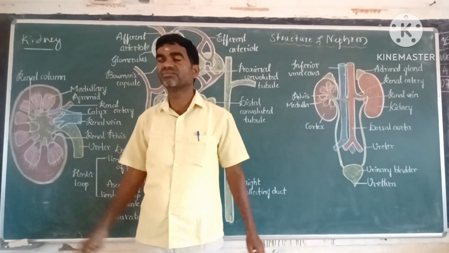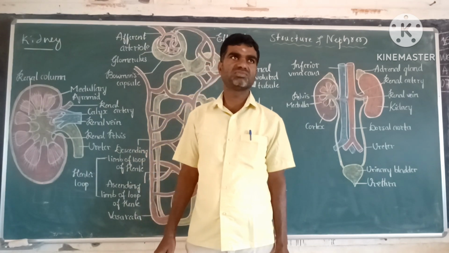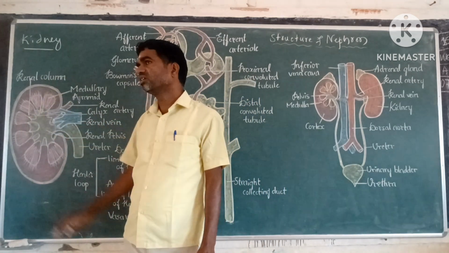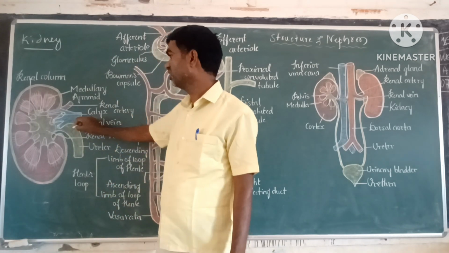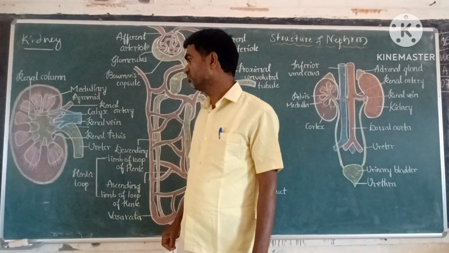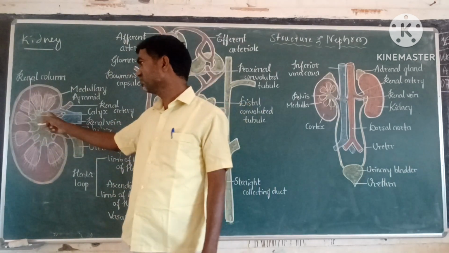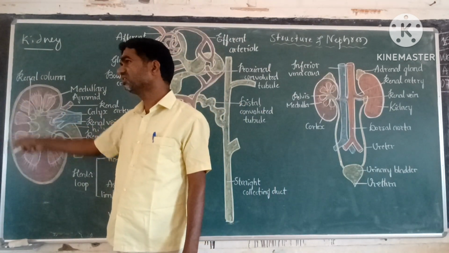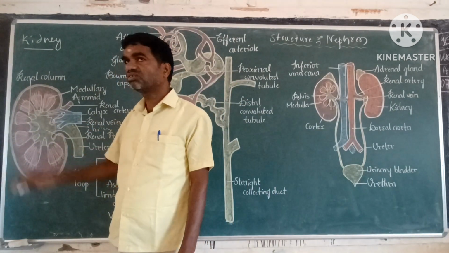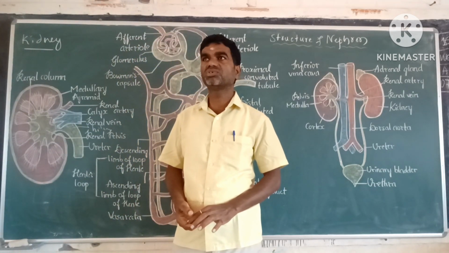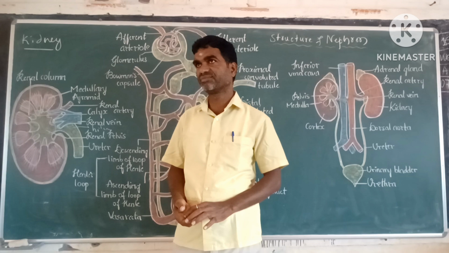The outer surface is convex. The inner surface contains a deep notch, which is called the hilum. The surrounding region contains the inner tissue, which we divide into two parts. Number one is the cortex region. Number two is the medullary region.